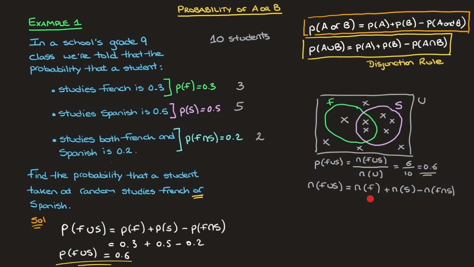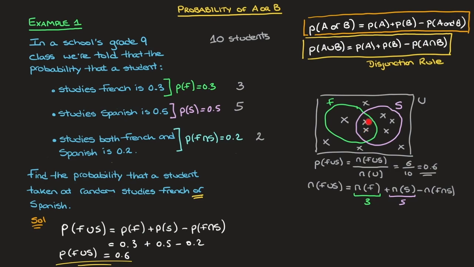The number of students studying French would be 1, 2, and 3. In fact, I'll write that underneath here. That would be 3. The number of students studying Spanish would be 1, 2, 3, 4, 5. And I'll write that as well. That would be 5.